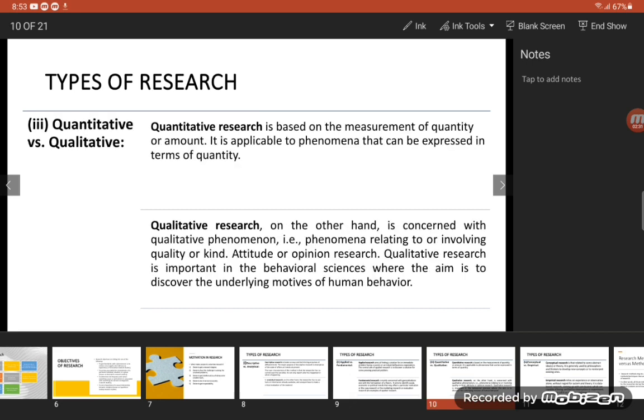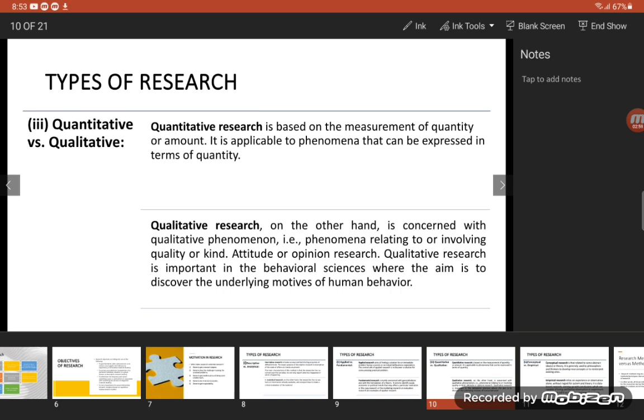Classification number 3, quantitative and qualitative research. This is based on the data used on each one of them. In case of quantitative, it's based on measurement of quantity or amount, while with respect to qualitative, it's related to qualitative phenomena. For example, if you would like to talk about economic growth rate, this is a quantitative one.